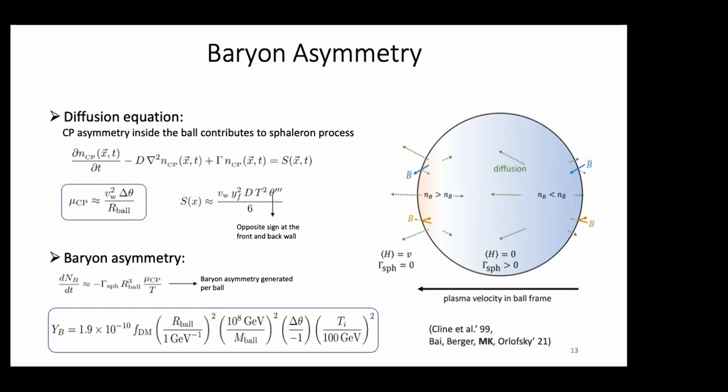Now you have to take into account the number density of the balls over a longer period. And this gives you the final baryon asymmetry that you can generate. And it turns out, and it's almost clear, that you need a larger size ball and smaller mass balls to have a larger asymmetry. Okay, so let me now move to the last part, which is the direct detection.